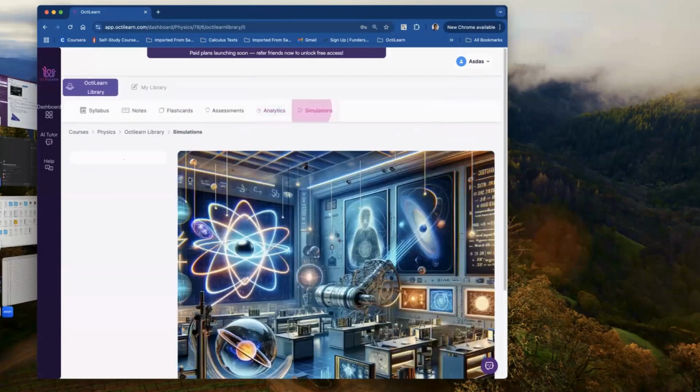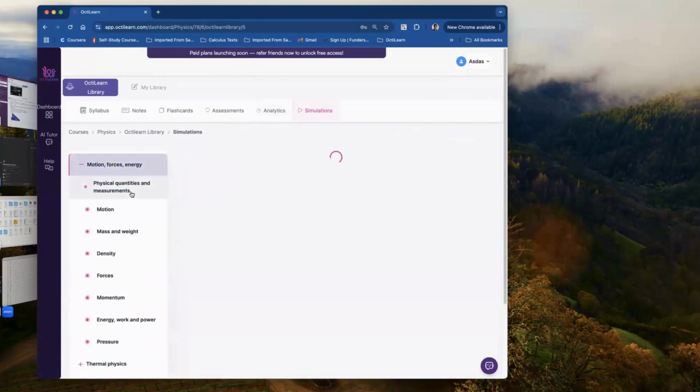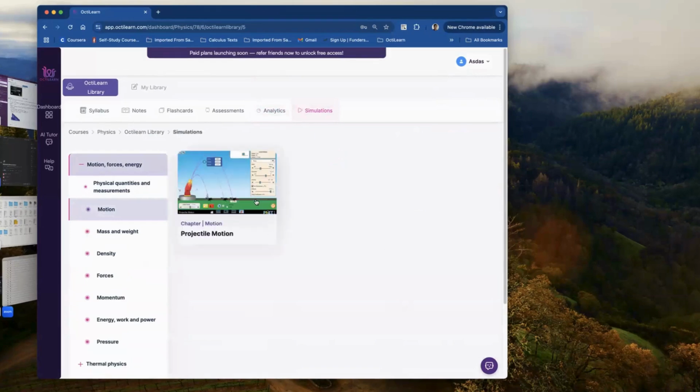And then in the simulations tab for physics, chemistry, and biology, we have interactive simulations and 3D models that you can use. Again, the idea is to help you visualize what you're learning. So for example, in this one, you can go in and do these activities.